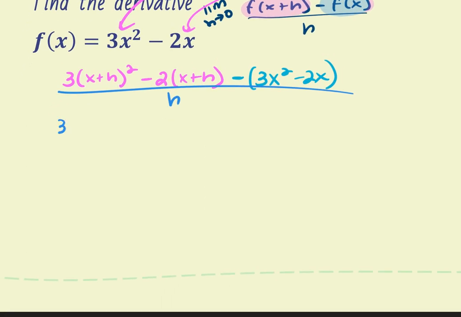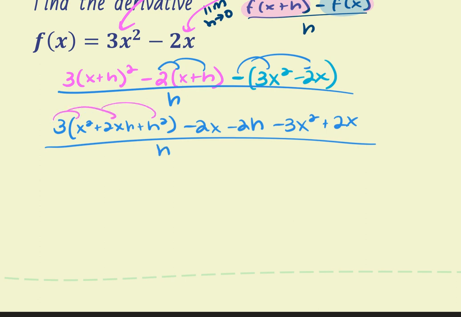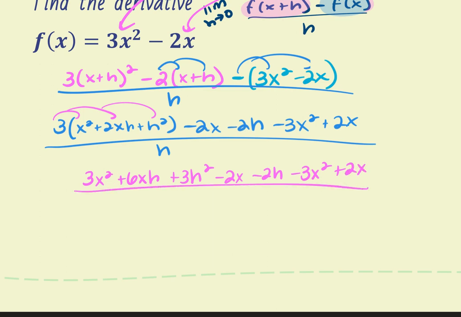x plus h squared is x squared plus 2xh plus h squared. Distribute the negative here, minus 2x minus 2h. Distribute the negative here, minus 3x squared plus 2x, all over h. And I get 3x squared plus 6xh plus 3h squared minus 2x minus 2h minus 3x squared plus 2x all over h.